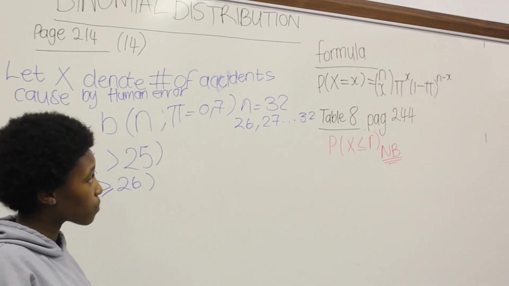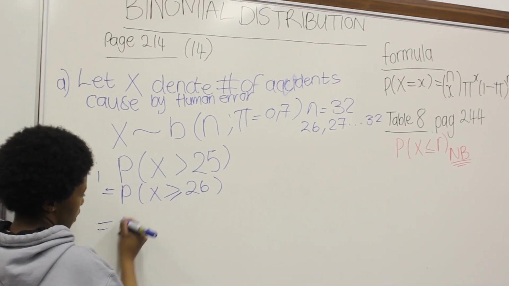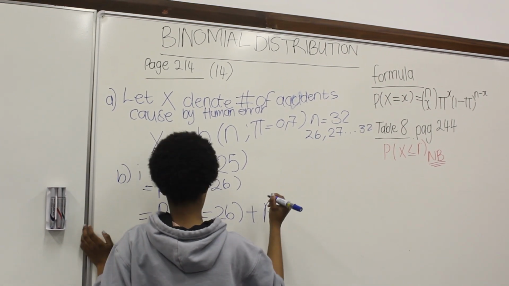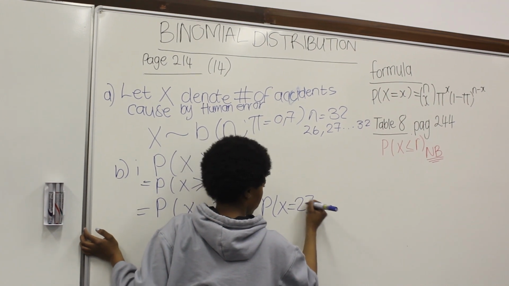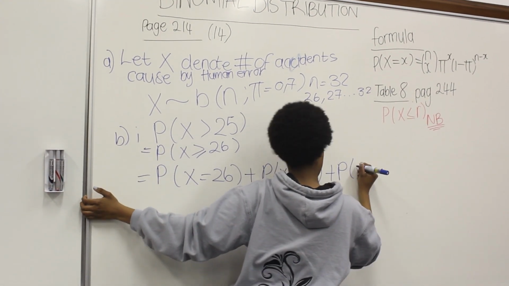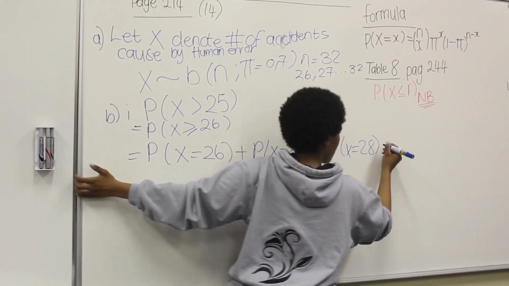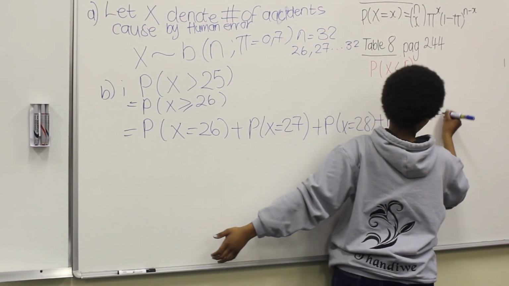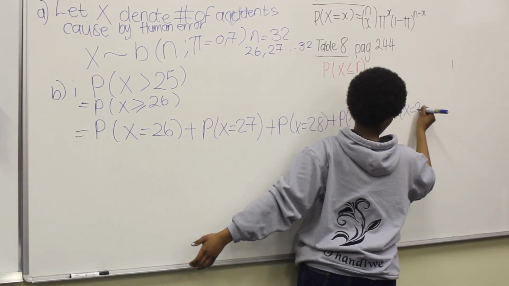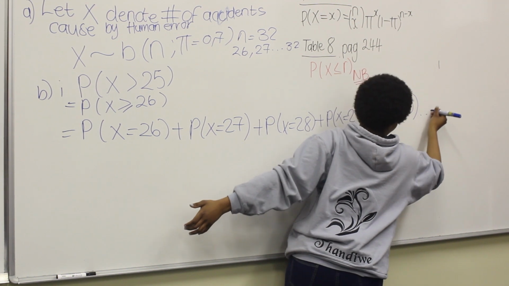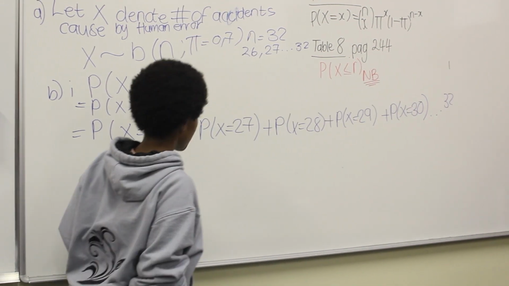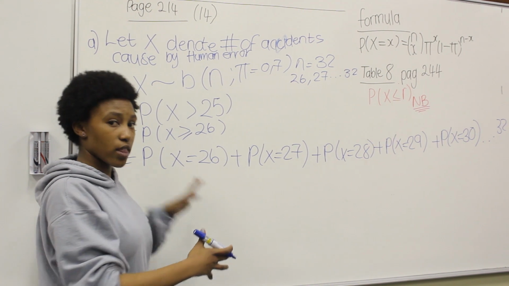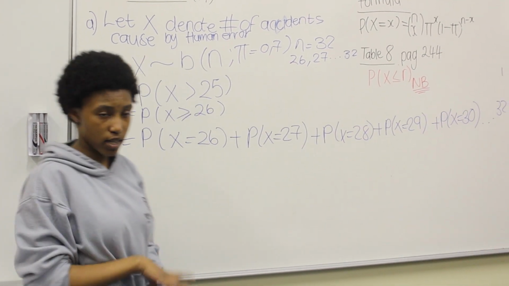So in terms of using the formula, you're basically going to say that the probability that x is equal to 26 plus the probability that x is equal to 27 plus the probability that x is equal to 28 plus the probability that x is equal to 29 plus the probability that x is equal to 30, all the way to 32. So you're going to repeat all this until you get to 32, right? I'm only going to do one of these probabilities and then you can put the rest and you'll find the same answer we're going to get in the table.